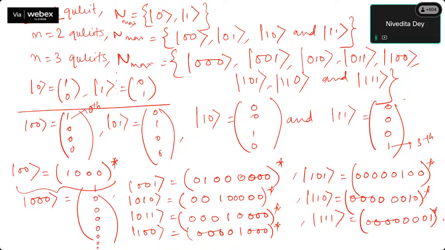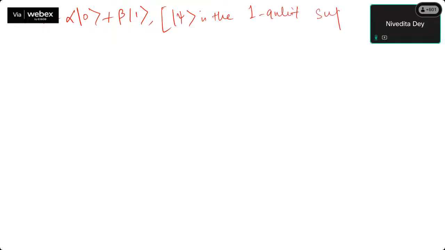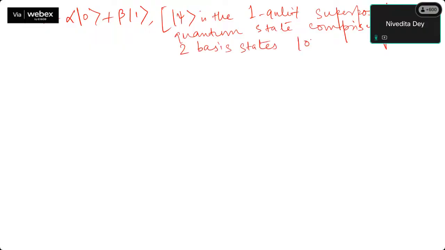Now let us understand a little in the superposed form as well, because all these things are pure states. Let me have this: ket psi is alpha ket 0 plus beta ket 1. So psi is the 1 qubit superposed quantum state comprising of 2 basis states, 0 and 1.